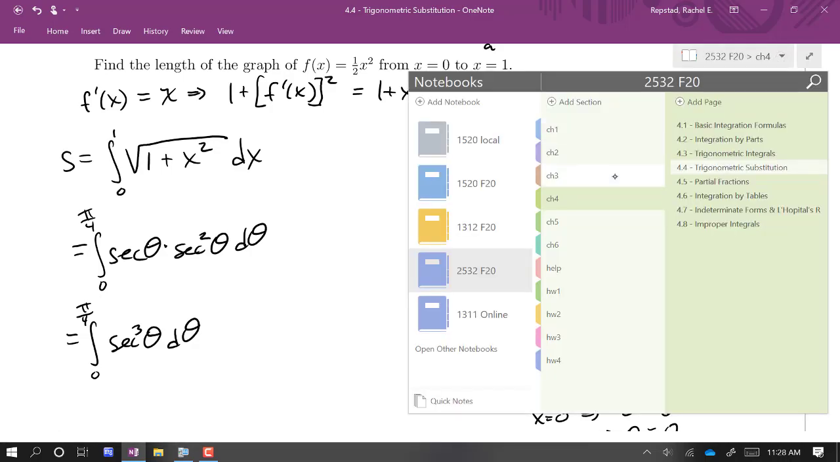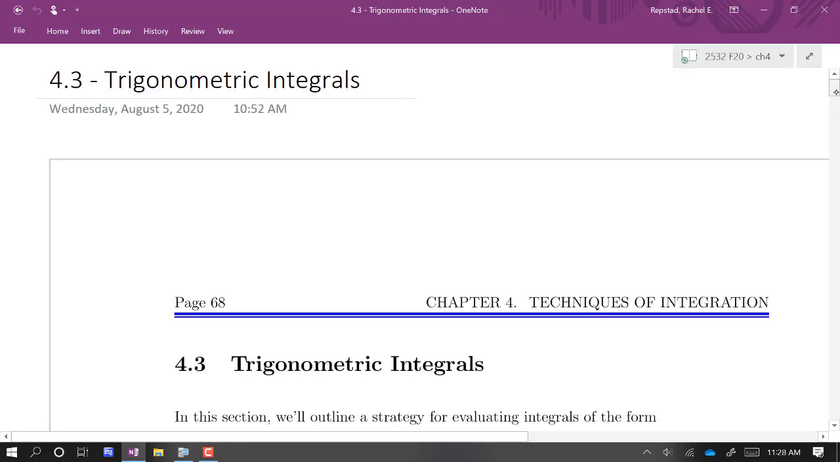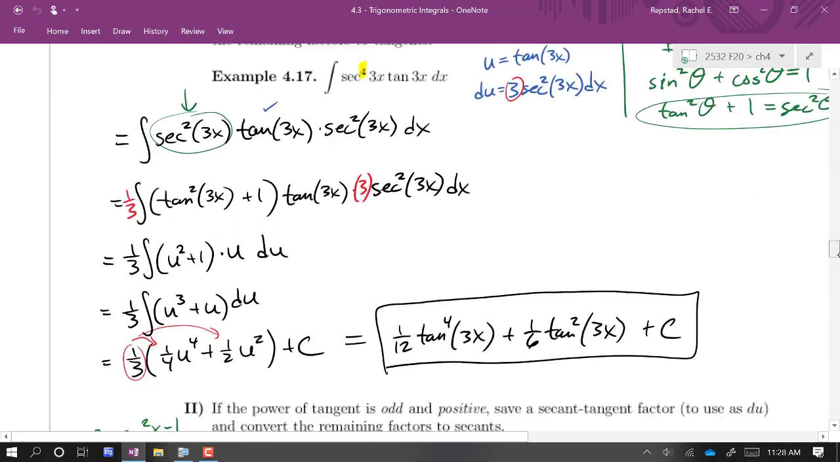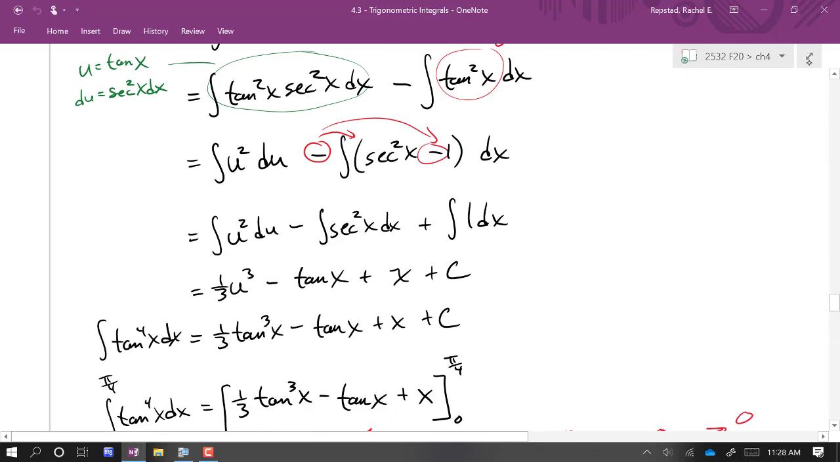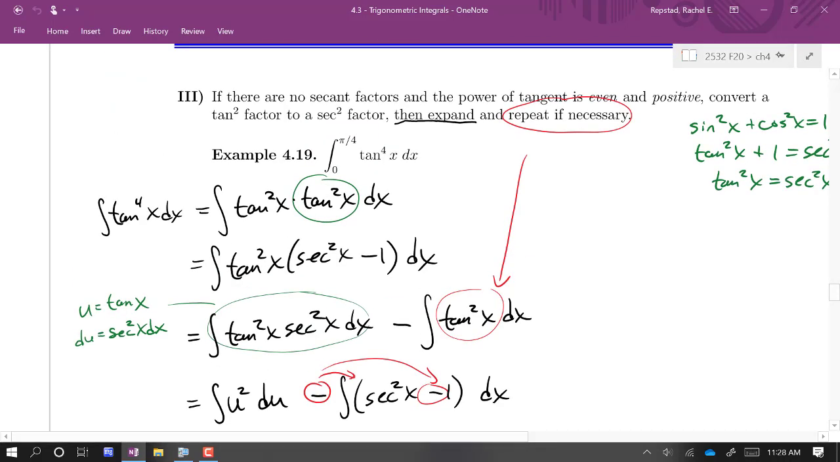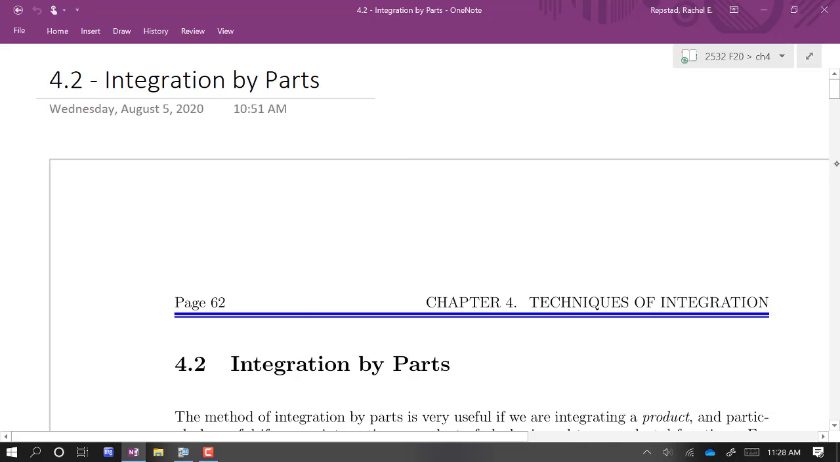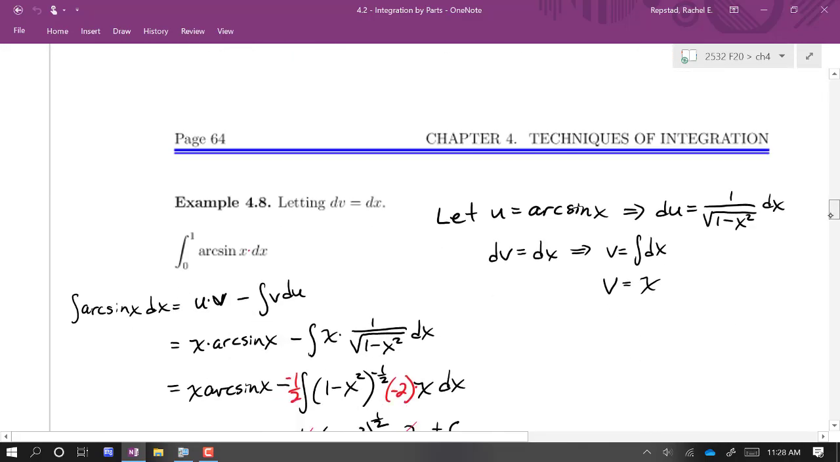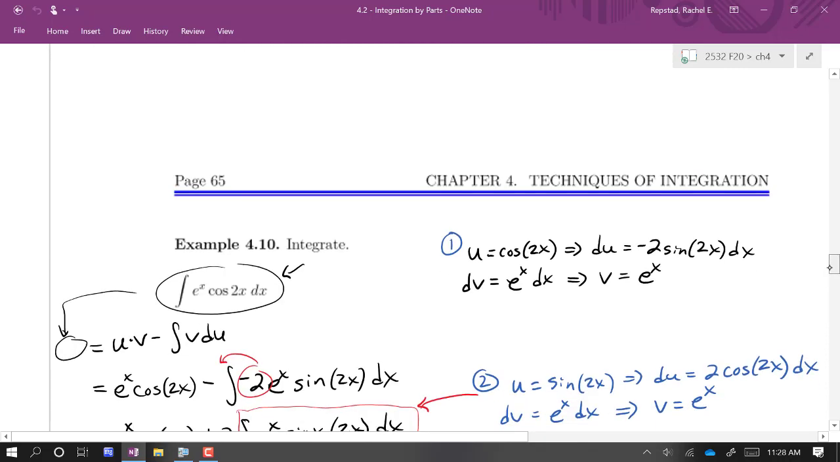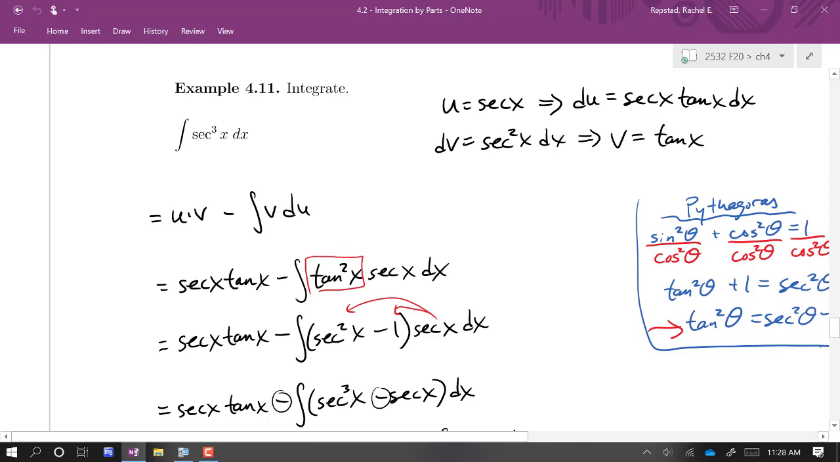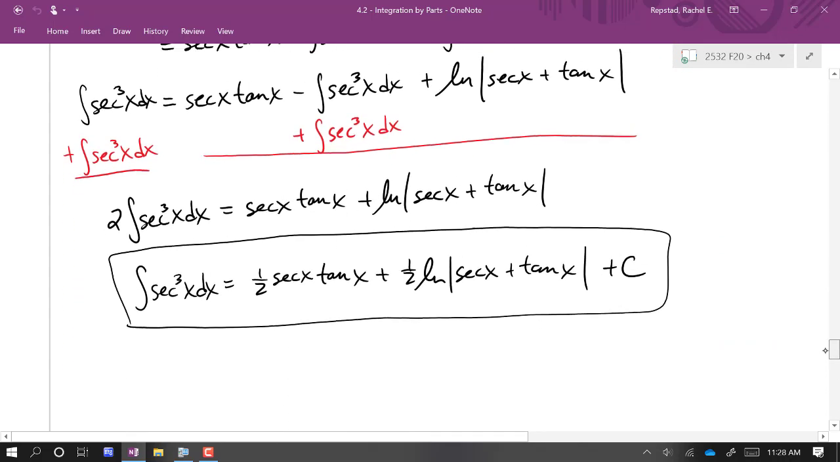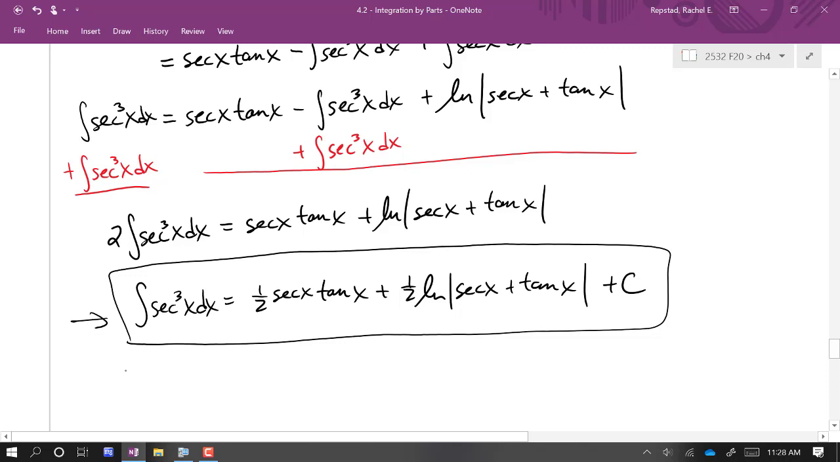It was example, let me go back and find it. Oh, you know what? It was not in the last section. I think it was this section on integration by parts. Here it is, example 411. So we integrated this function, and we got this result. So now we're just going to reap the fruits of our labor. We're not going to go redo this whole thing. We're just going to use this result.